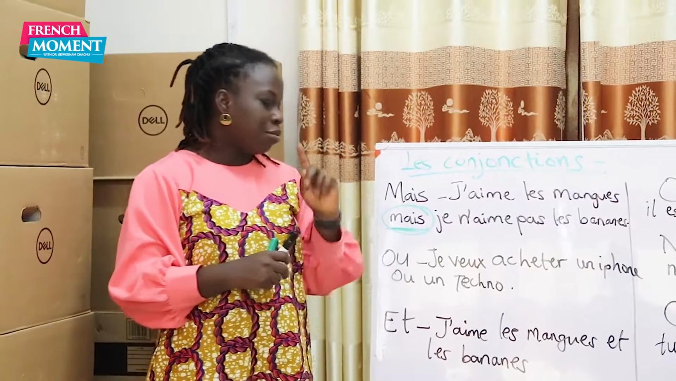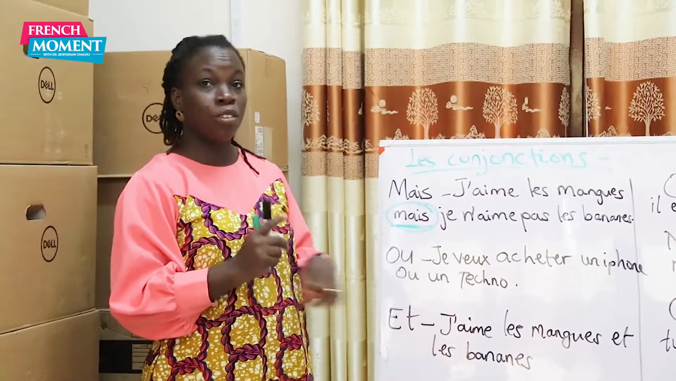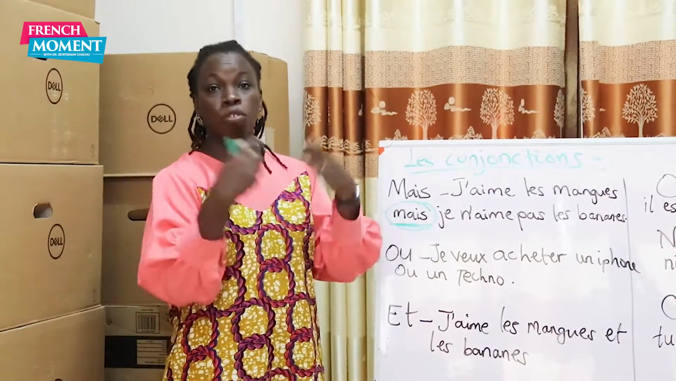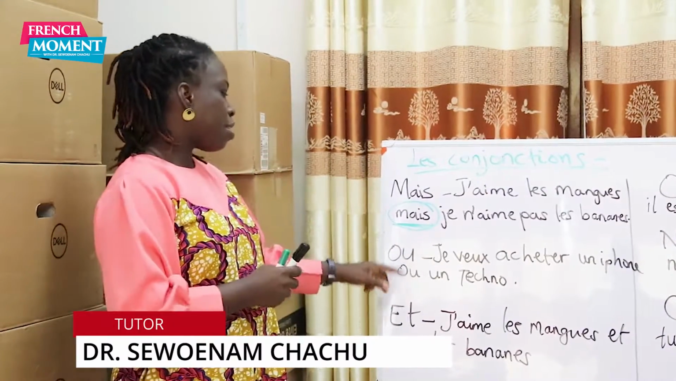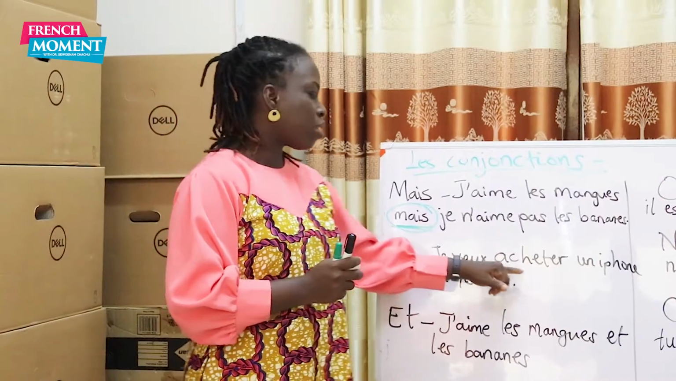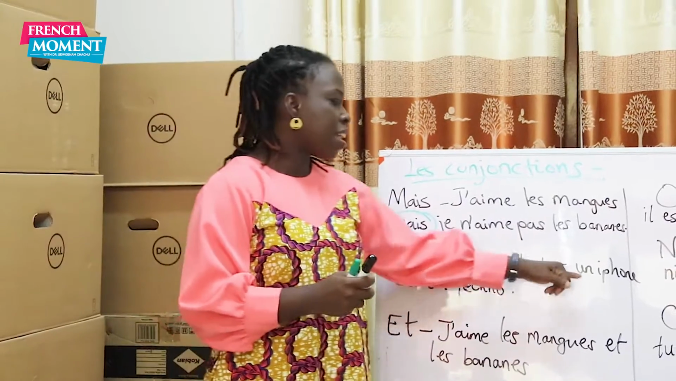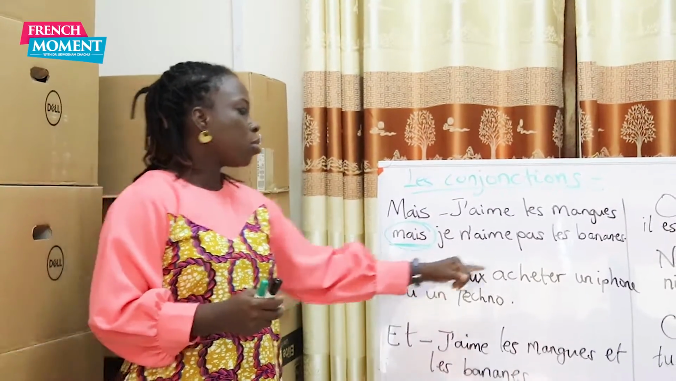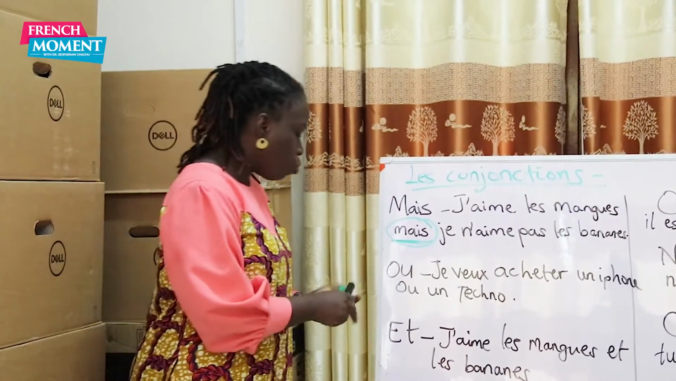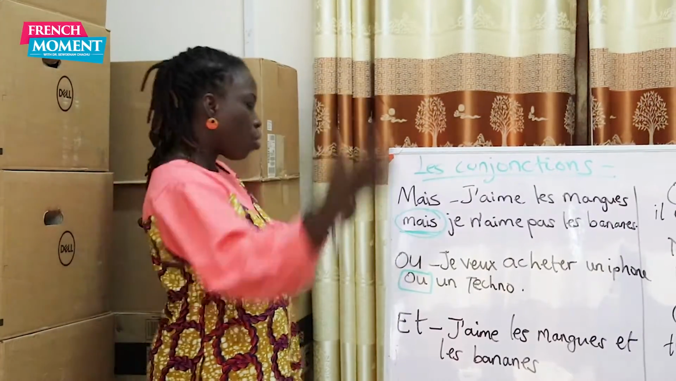Then we have ou. Remember that in one of the lessons, I taught you that we have où with an accent and ou without an accent. The où with an accent means where, and it's usually used to show location, and the ou without an accent means or. So we have an example like "je veux acheter un iPhone ou un Techno." I want to buy an iPhone or a Techno phone, obviously. So ou means or. Alright, so you're choosing one or the other.